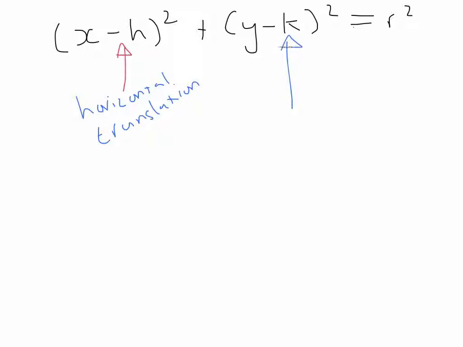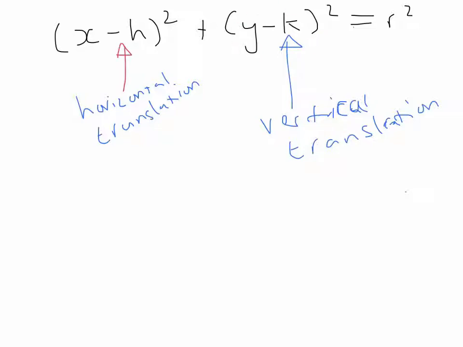And y minus k is responsible for vertical. Excuse the handwriting of this pen. Okay, so vertical translation. So horizontal translations and vertical translations there.